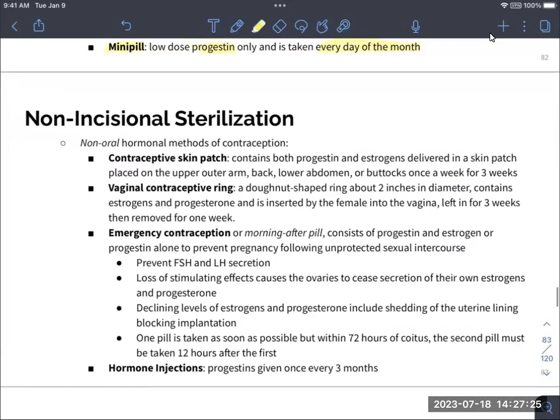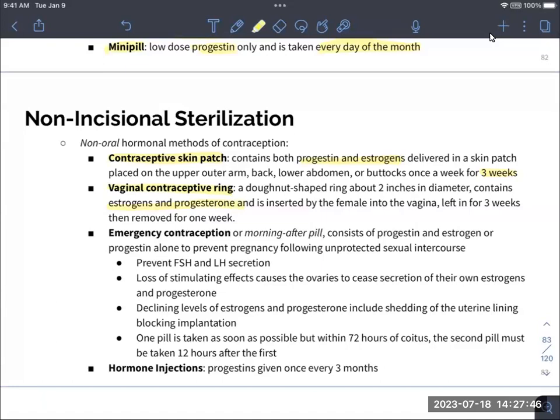There's skin patches, progestin and estrogen. This is put on for about 3 weeks at a time and then removed for a week. That vaginal contraceptive ring has estrogens and progesterone in it, and it is inserted up into that vagina. It's left in for 3 weeks and then it's removed.